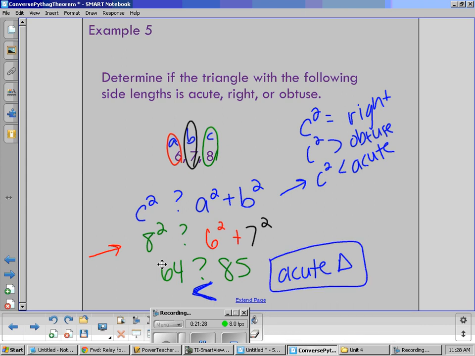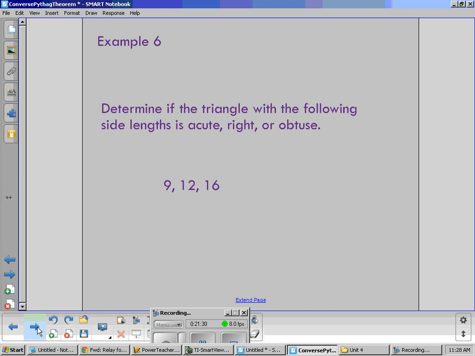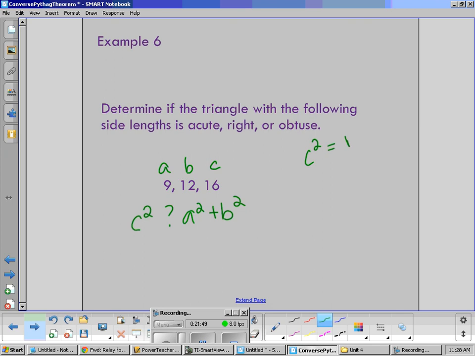Last example. Determine if the triangle is acute, right, or obtuse. Our smallest side length is A. Our middle side length is B. Our largest side length is C. We want to know what relationship C squared has to A squared plus B squared. So, if C squared is equal to, that means it's right. If C squared is less than, that means it's acute. If C squared is greater than, that means it's obtuse.